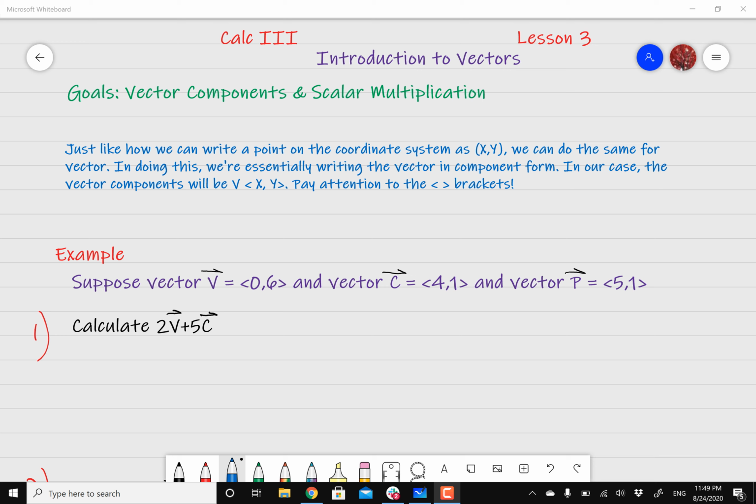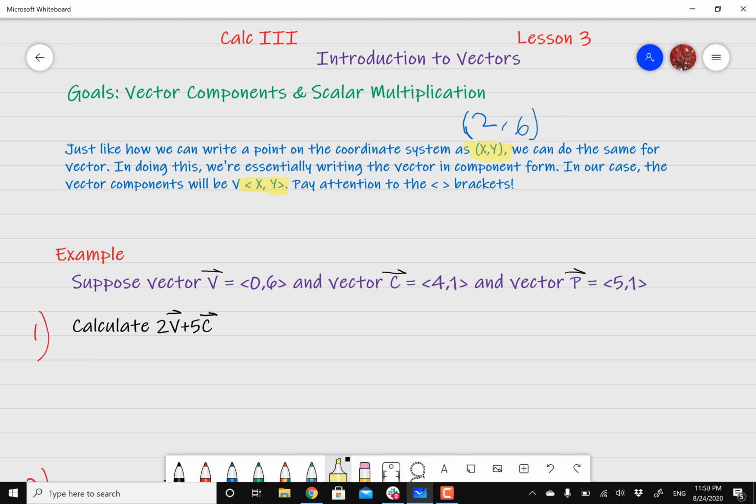Just like how we can write a point on the coordinate system as x and y, so for example, I can have the point 2 and 6, you can do the same for vectors. And when we're doing this, the only thing that we need to keep in mind is that the notation is going to be slightly different. So instead of using parentheses, which is what we did here for our regular points, for vectors in component form we're using these triangular brackets. So just some notation to keep in mind.